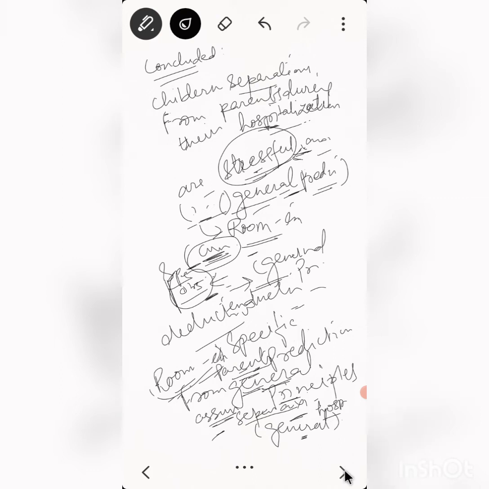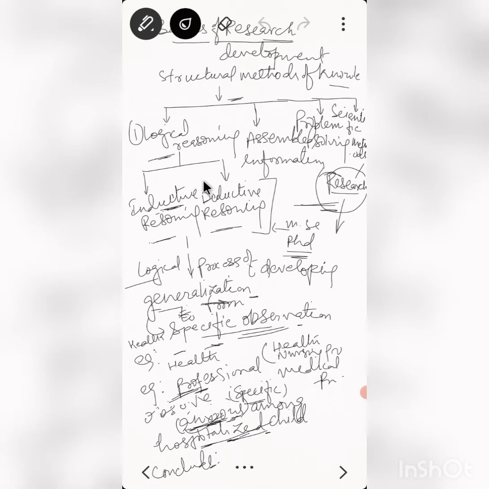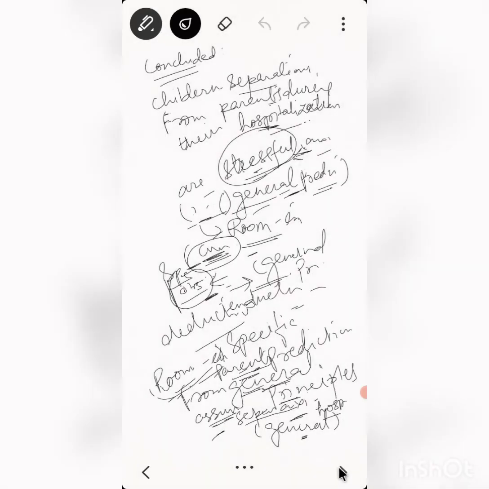So moving on to the next, we are discussing this topic under logical reasoning. And what type was logical reasoning? Structural method of developing knowledge. So we will move to the next, that is the assembled information, the other structural method of developing knowledge. So the next one is your assembled information.